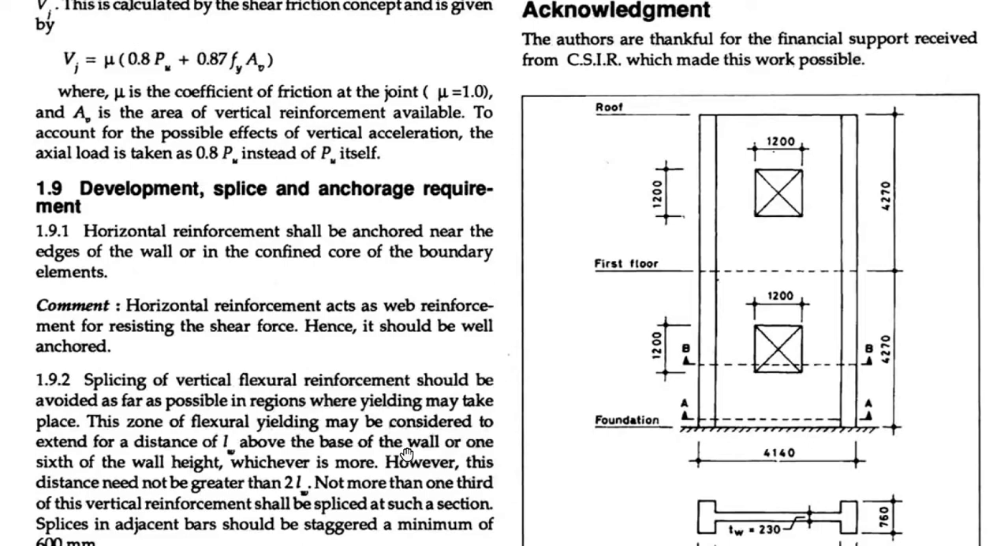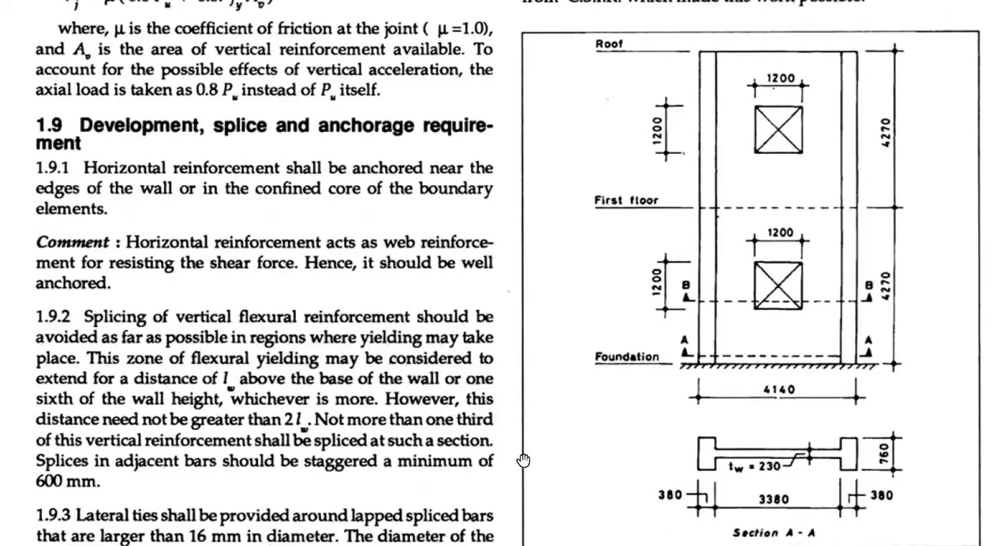This zone of flexural yielding may be considered to extend for a distance of Lw above the base of the wall or 1/6 of the wall height, whichever is more. However, this distance need not be greater than 2 Lw. Not more than 1/3 of this vertical reinforcement shall be spliced at such a section. Splices in adjacent bars should be staggered a minimum of 600 mm.